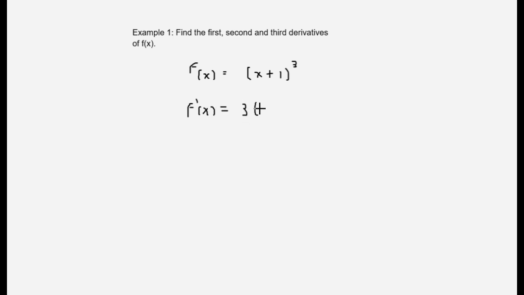So the first derivative is going to be 3 times (x plus 1) squared. For the second derivative, we use the double prime symbol, and it's 6 times (x plus 1). And for the third derivative, it's just going to be only 6. So very simple.